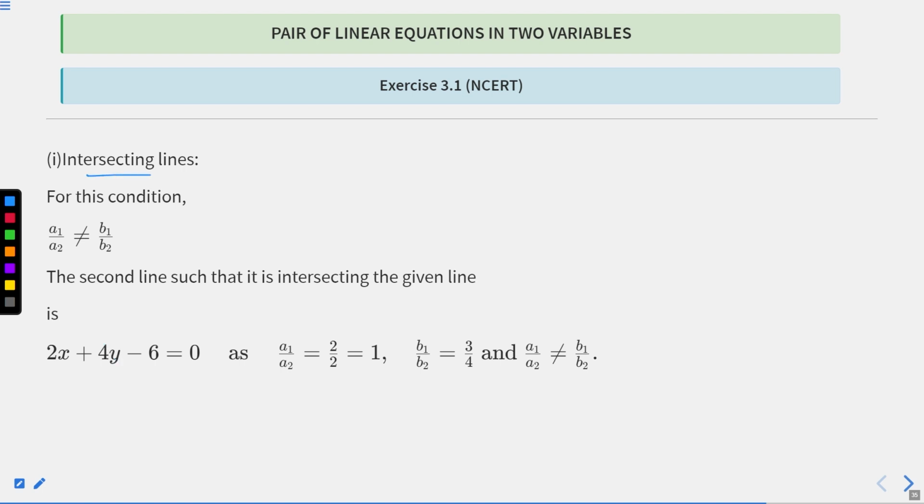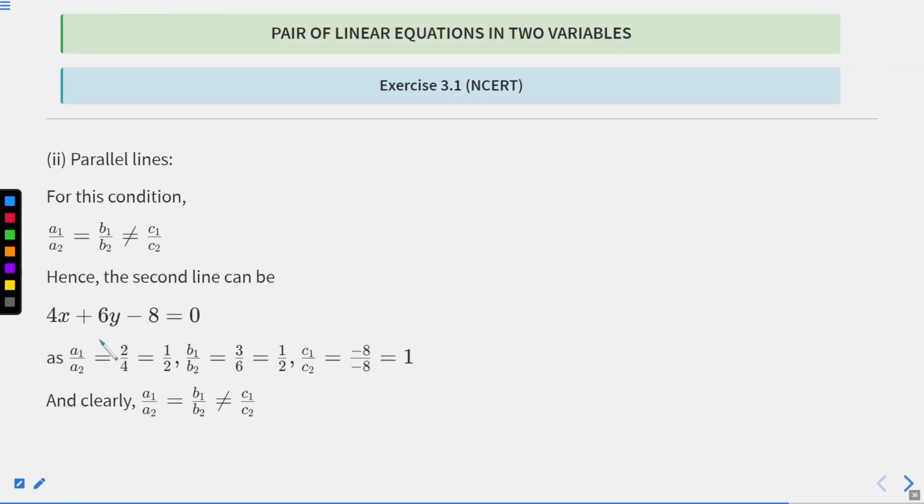So here, for intersecting lines, we need this condition: a1 by a2 does not equal b1 by b2. So the second line such that it is intersecting the given line is 2x plus 4y minus 6 is equal to 0. As a1 by a2 is equal to 2 by 2, which is equal to 1, b1 by b2 is equal to 3 by 4, and here a1 by a2 does not equal b1 by b2. Okay, so for intersecting lines, we can take this linear equation.